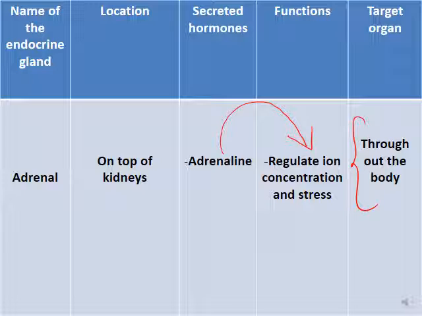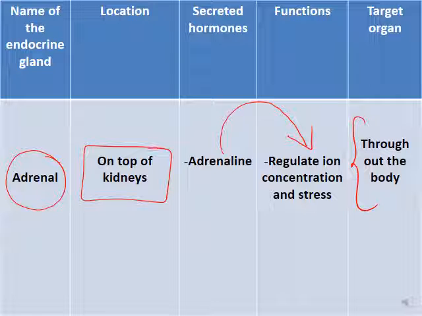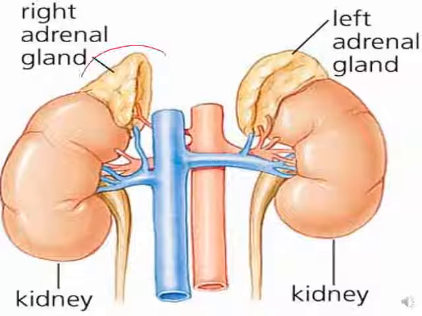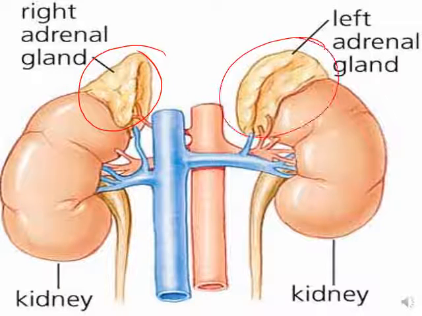So adrenaline has an important function. It regulates the ion concentration and stress throughout the body. This is the function of the adrenal gland that is found on the top of the kidneys. It secretes the hormone adrenaline, which regulates the ionic concentration and the stress level throughout the whole body. So this is the adrenal gland. We have the right adrenal gland and the left adrenal gland. They are found on the top of the kidneys.